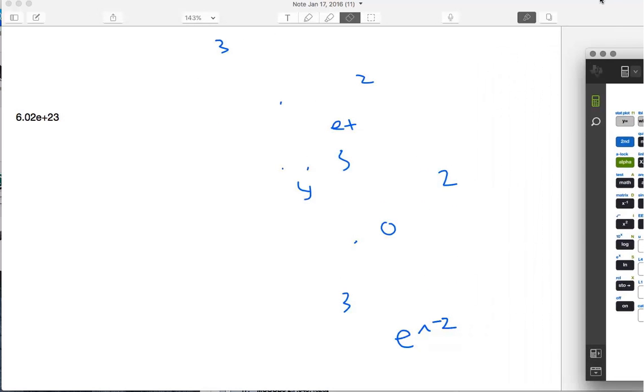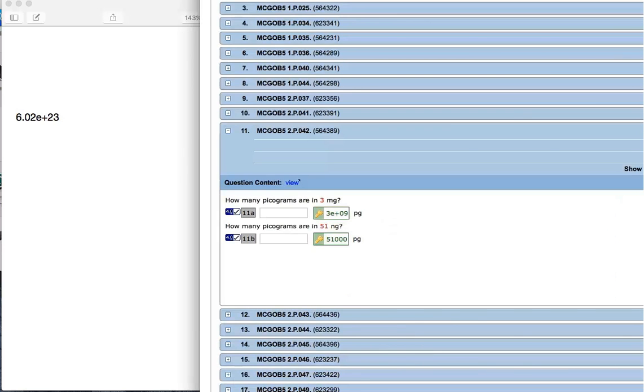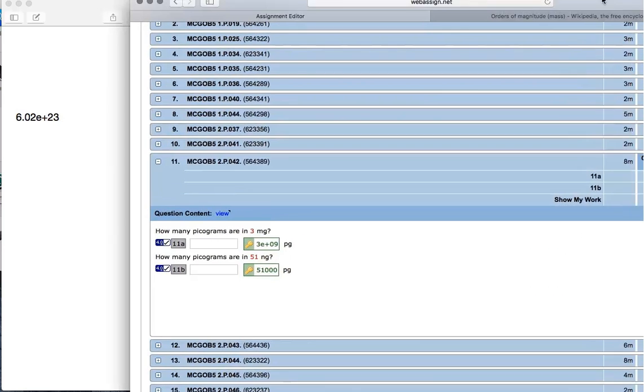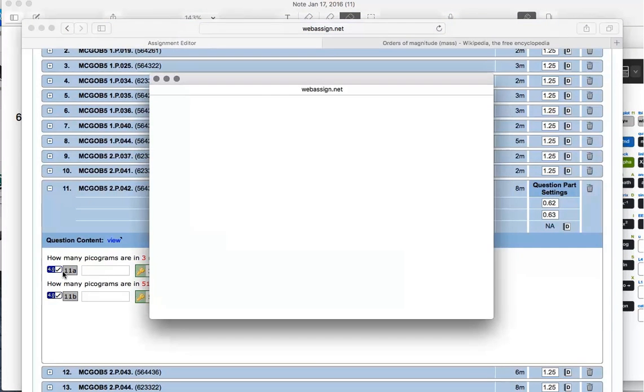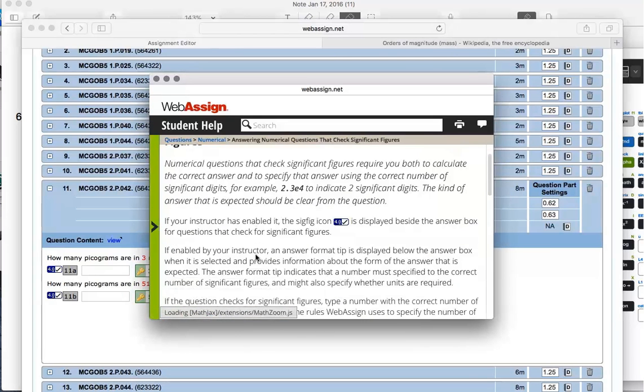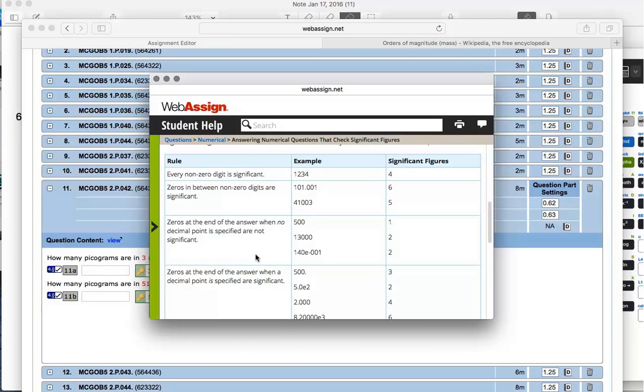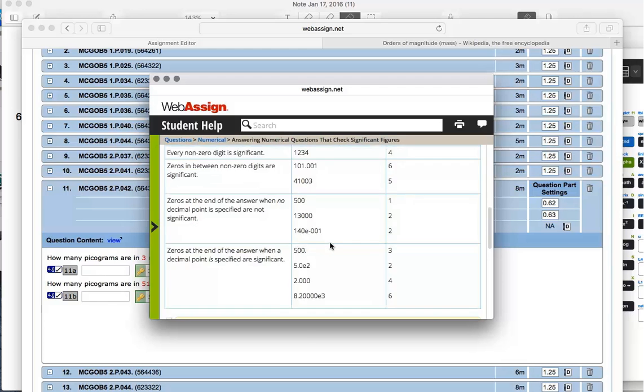Let's do a few. Let's look at some problems in Webassign. And first thing to note, if you see this little blue box right here in Webassign, this tells you the rules for reading and reporting significant figures in Webassign. So here we go. Every non-zero digit is significant. Zeros between non-zero digits are significant. Zeros at the end. Blah blah blah blah.